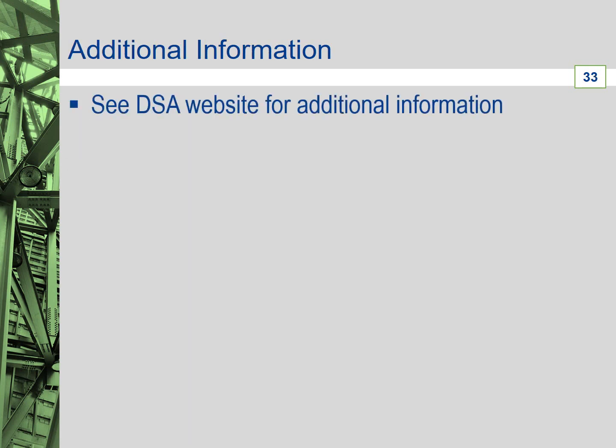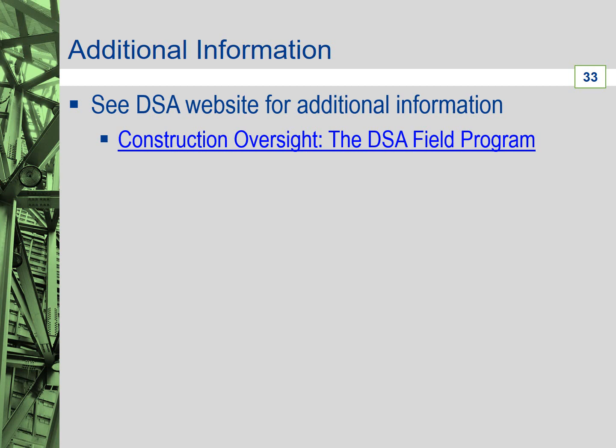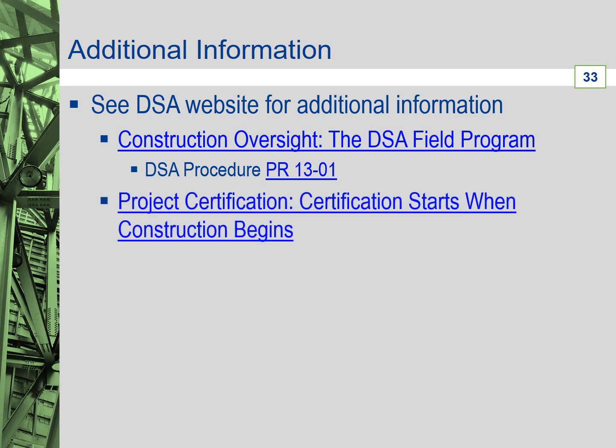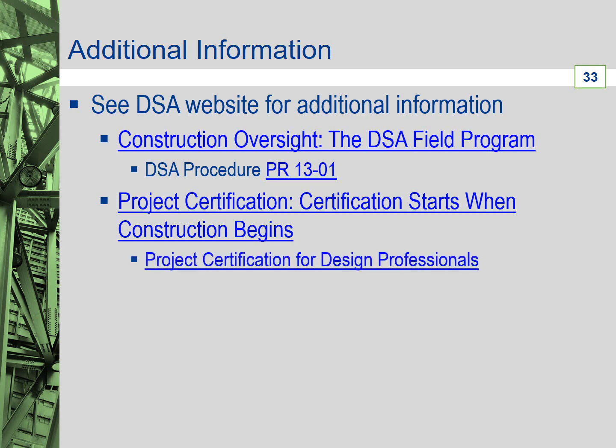DSA's website has additional information for design professionals covering the following key pieces of information. Construction oversight, the DSA field program. See especially DSA Procedure PR 13-01, which was frequently referenced in this presentation. Project certification. Certification starts when construction begins. A helpful brochure outlining similar information covered in this presentation titled Project Certification for Design Professionals. Reference DSA Procedure PR 13-02 for key details in the certification process.